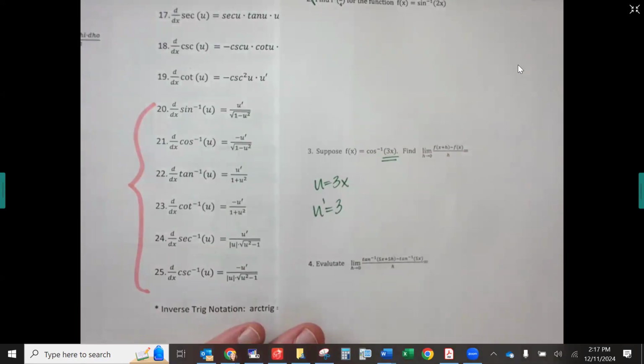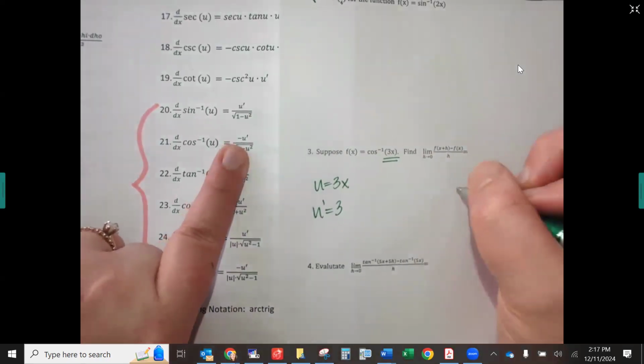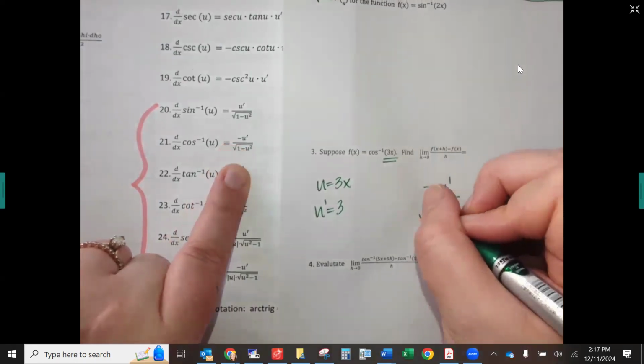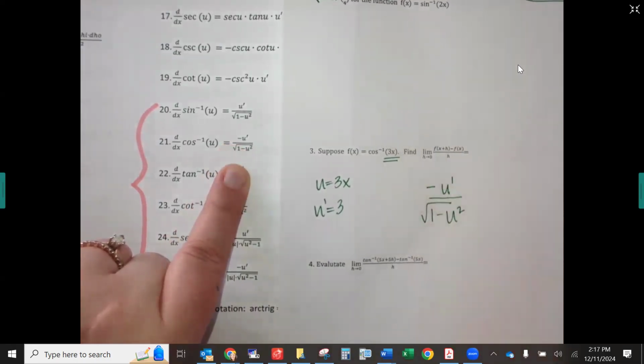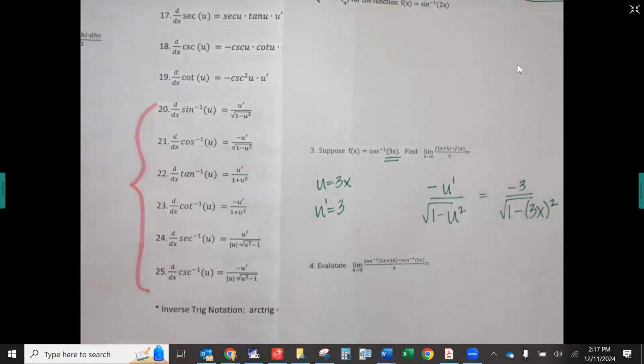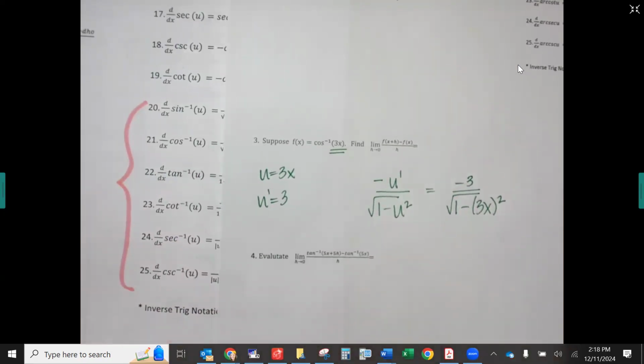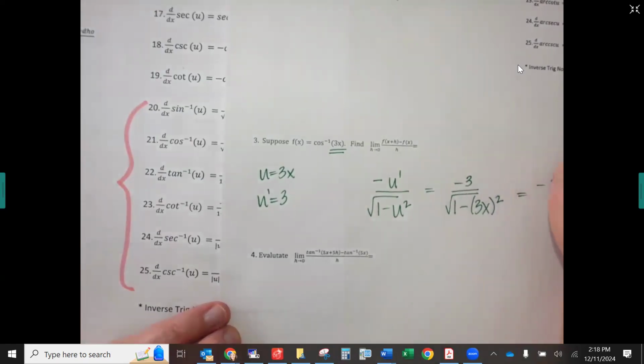Rule number 21. So it's negative u prime over square root 1 minus u squared. And then my u prime is what goes on the top. So that'd be a negative 3 over 1 minus my u, which is 3x squared. And then 3x squared is the same as what? Yes, you can. So it'd be 9x squared. Very good. So it'd be like that.